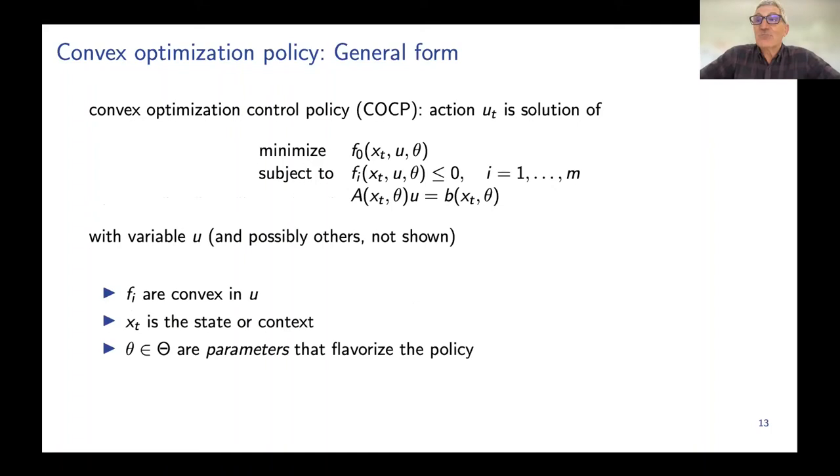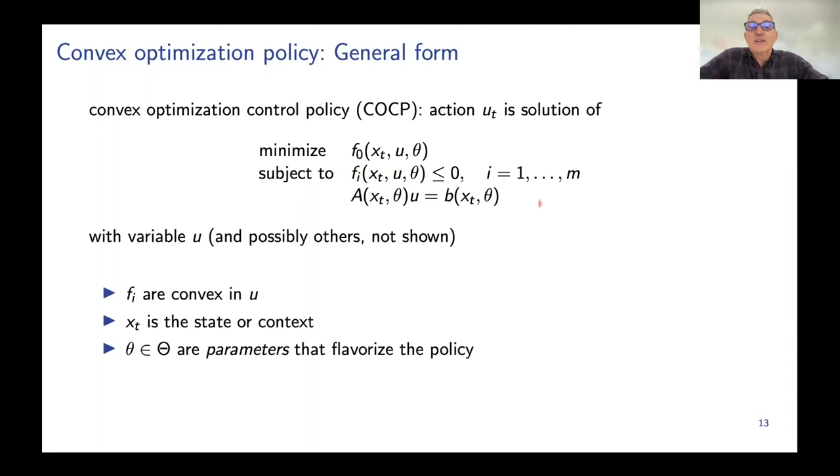Okay, so at this point, what I'll do is talk about the general form. So the general form of a COCP is that the action u_t is a solution of a convex optimization problem. And we're going to write that this way. You minimize f0 of x_t, u, and theta, subject to f_i of x_t, u, theta less than or equal to zero, and then a set of linear inequality constraints, right?